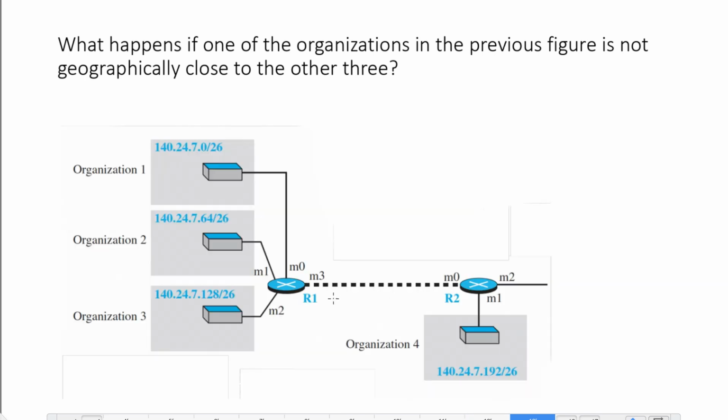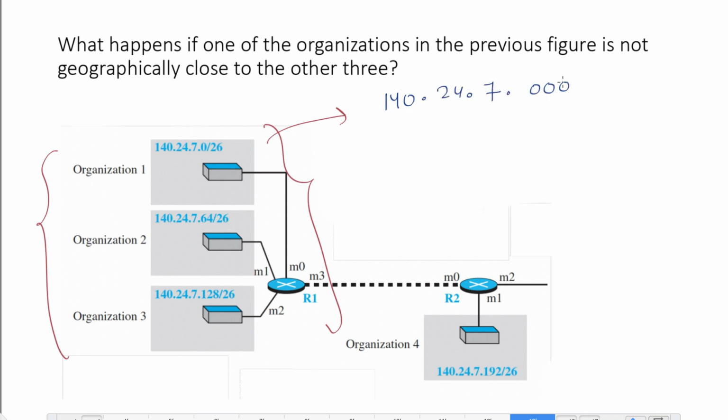So, see in this diagram, these three organizations are here, but organization 4 is here, and these organizations are not physically close to each other. So, in this case, what to do? If you make the routing table for R2, then how should it look? With respect to R2, you can still combine these three networks and just say that these three networks are one network. If you're going to combine, then it will be like the previous result only.